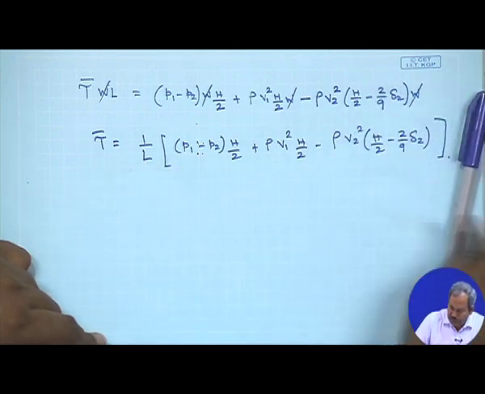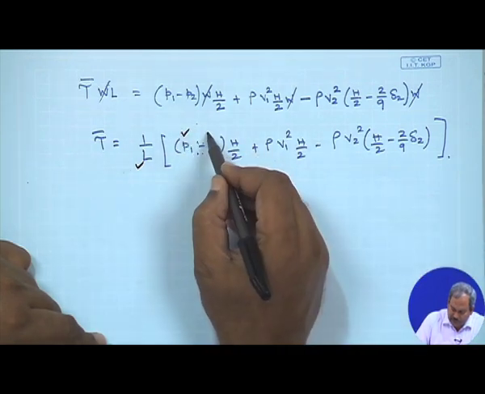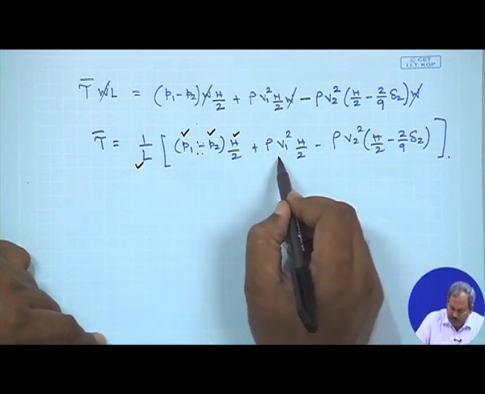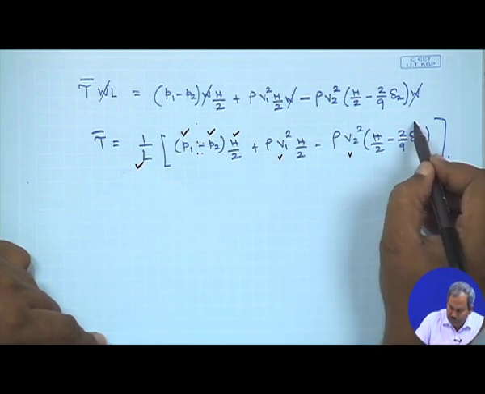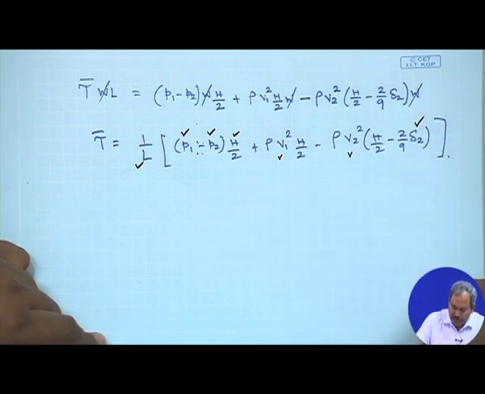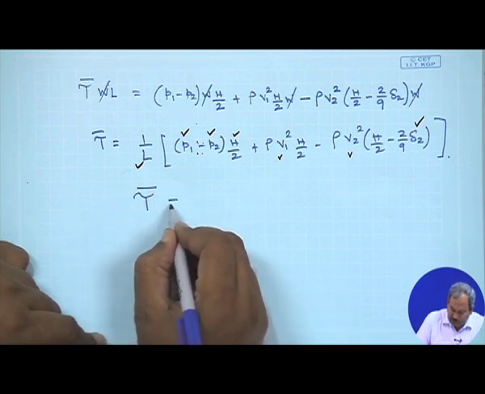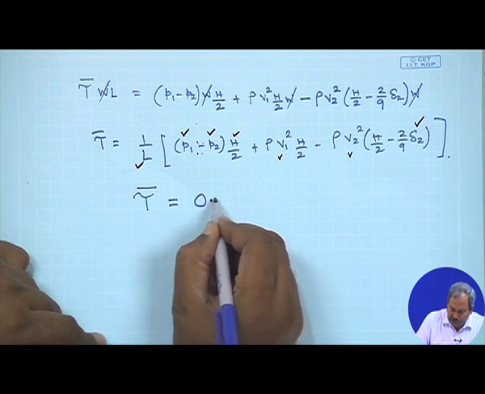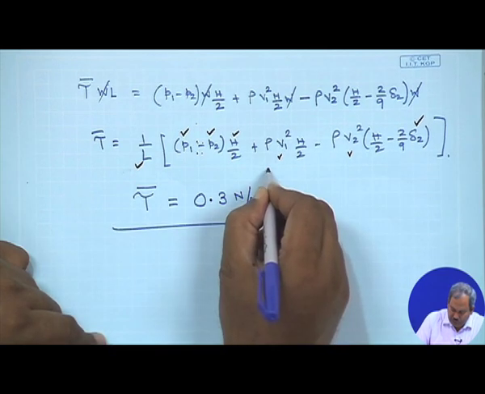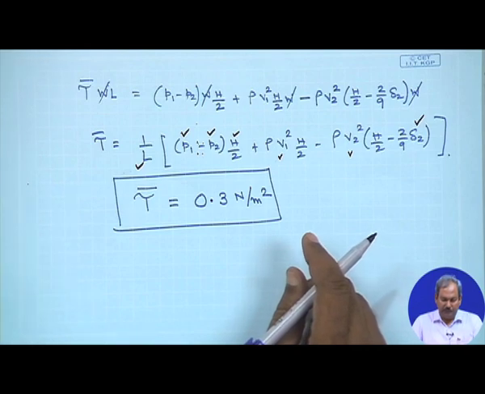In this, you know what is the value of L, that's been given here. You already have evaluated what are P1 and P2, you know the value of H, you have calculated V1, you have calculated V2, the value of delta 2 has also been provided in the problem. So therefore, the average shear stress acting between location 1 and location 2 for a horizontal duct, you should be able to calculate the numerical value of the average shear stress to be equal to 0.3 Newton per meter square.